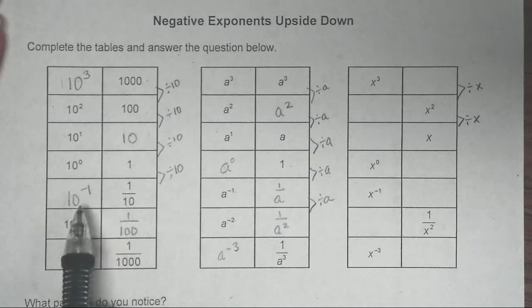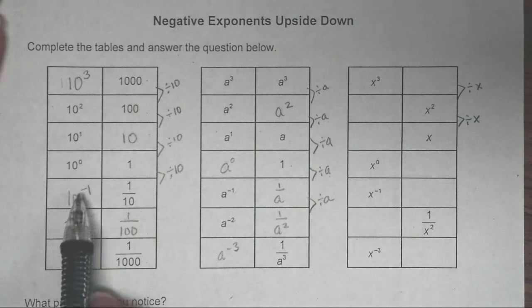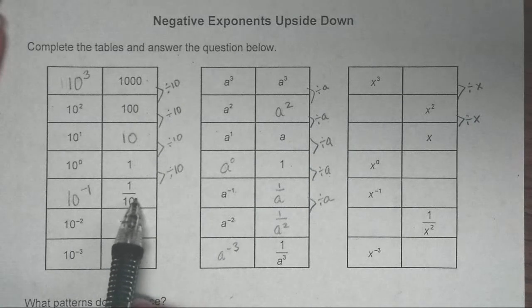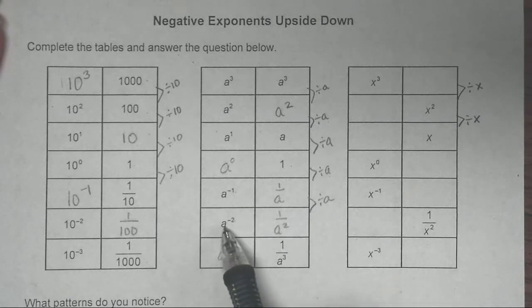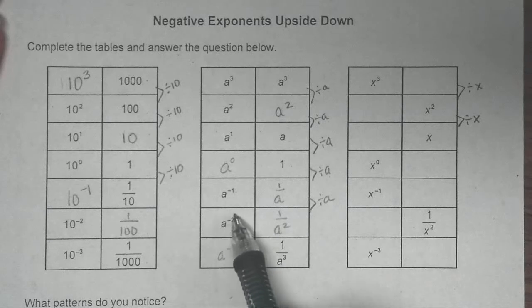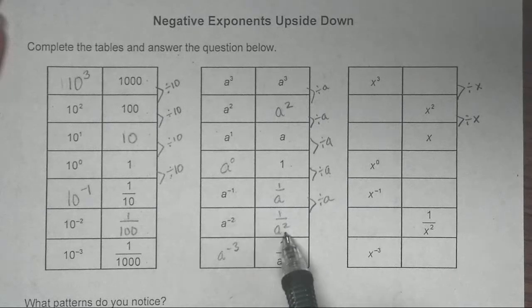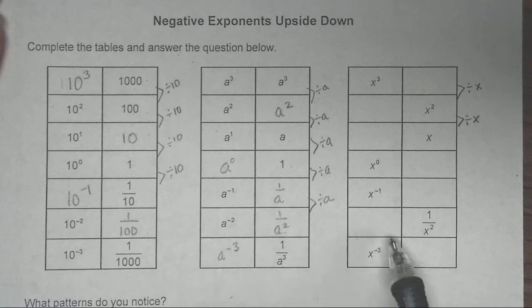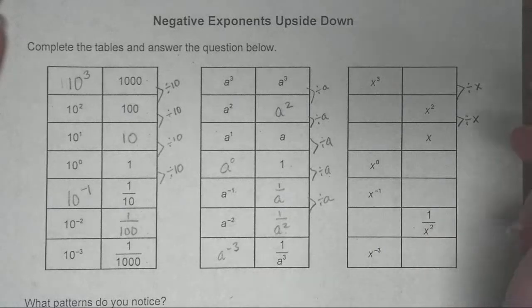So notice there's a correlation in these negative exponents. 10 to the negative 1 is 1 over 10 to the first. 10 to the negative 2 is 1 over 10 squared. The same way here, A to the negative 2 is 1 over A squared. So it looks like this negative exponent brings that exponent to the denominator and makes it positive. So let's try that on this last one.